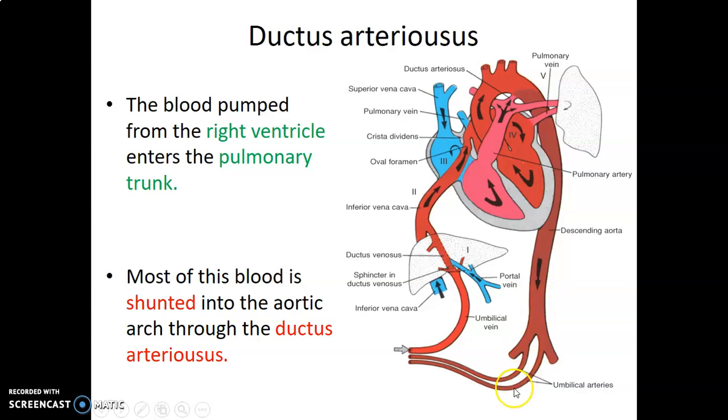So the lower portion of the body, the systemic circulation from the descending aorta to the lower parts of the body, is getting blood with less oxygen compared to the blood that's coming from the trunk. And most of this is shunted into the aortic arch. So from the pulmonary trunk to the aortic arch, and it flows downwards to the descending aorta.